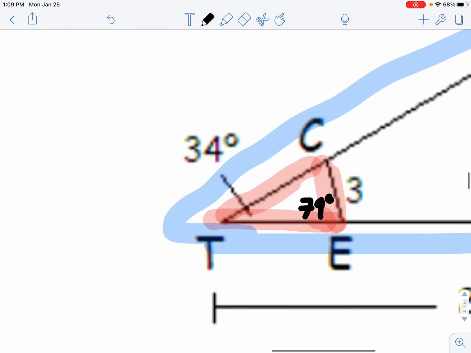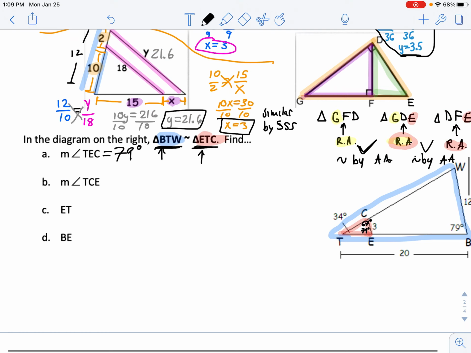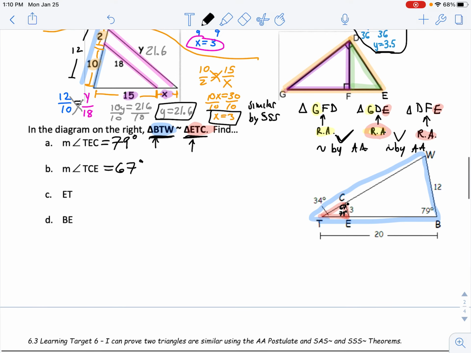All right, now it wants me to find TCE. And for that, we just do the triangle sum theorem. So off screen, I'm just doing some quick calculations. And since all the angles in the triangle add up to 180, TCE must be 67 degrees. All right, cool beans.